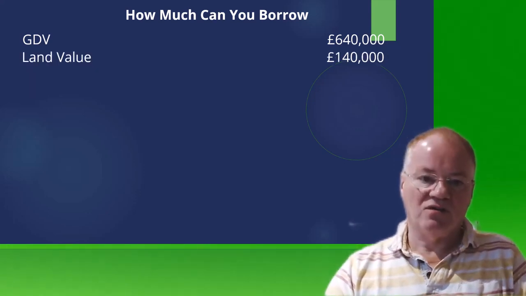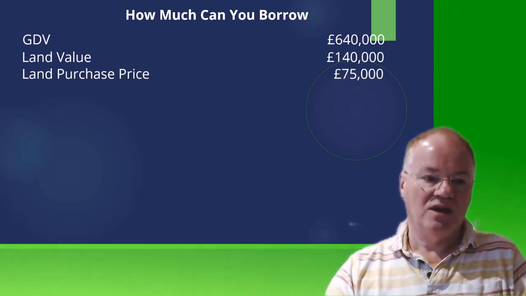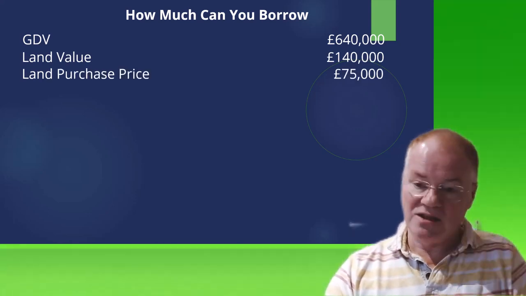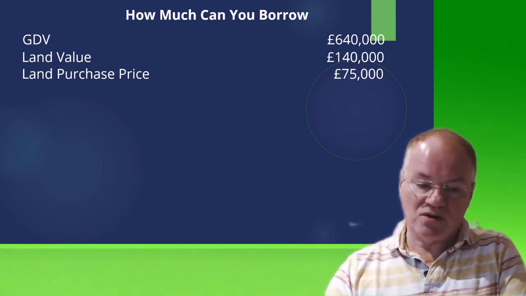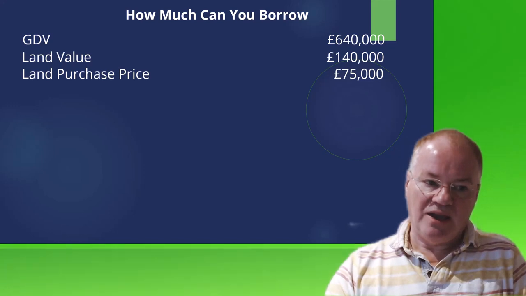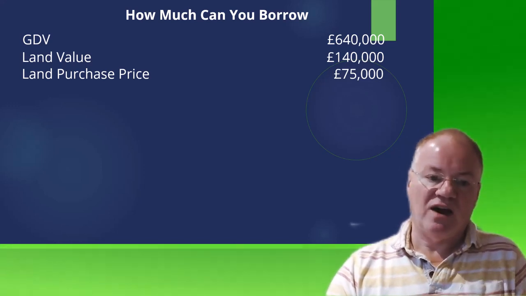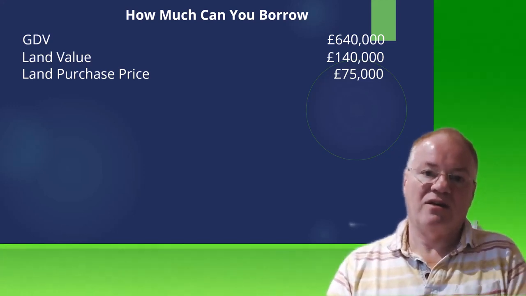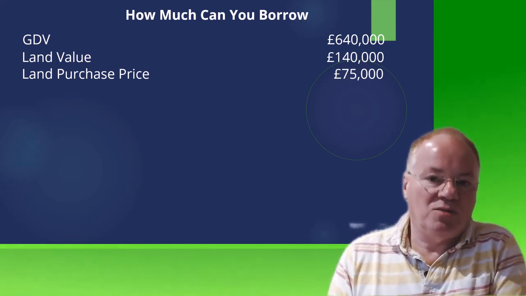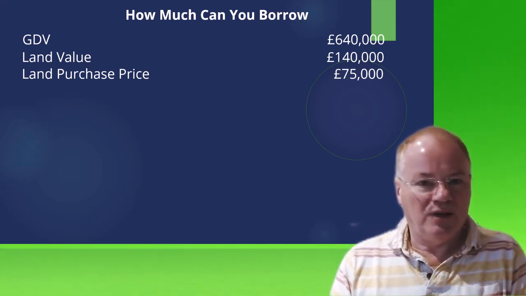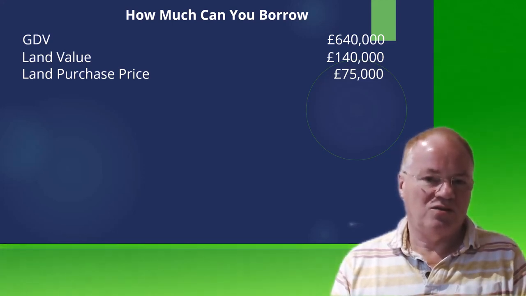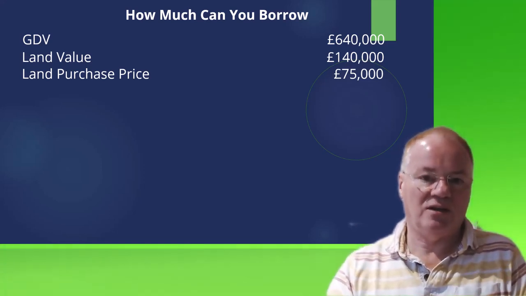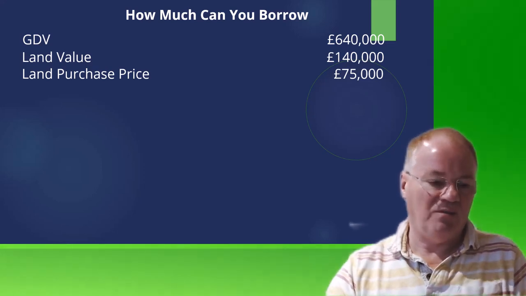So we've got 640,000, land purchase value of 140,000, and the land purchase price in this case 75,000. So the land may value up at 140,000, but the actual land was purchased for 75,000, because in this scenario, the way we teach people how to buy land properly, not on Rightmove, not on Zoopla and those sort of things. And so this is the big advantage of really understanding the process of how to effectively buy land.